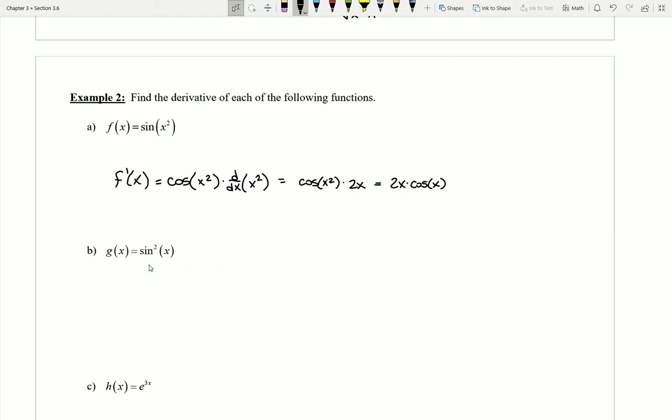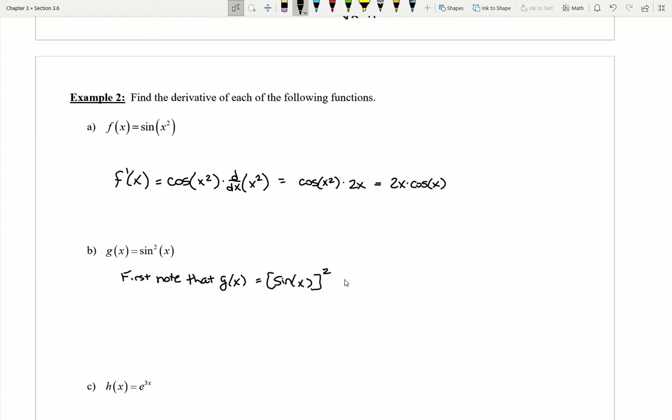Let's take a look then here at part B to see how we might be able to work with this one. Notice here I have a sine squared of x. And the first thing that we should note here is to recall kind of what this means. Notice that if I have a sine squared, then that actually means that I have a sine of x all being raised to the second power, right? I have a sine times another sine.